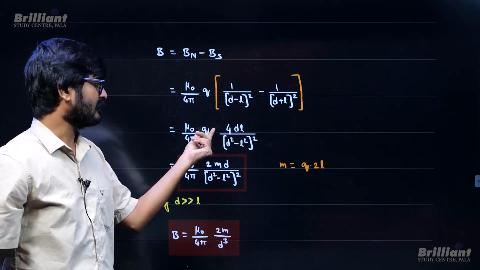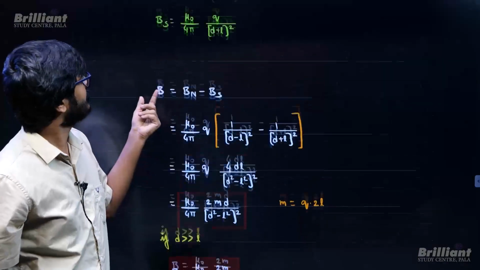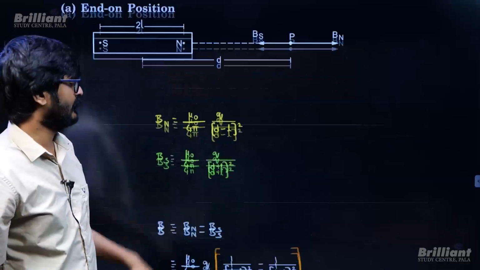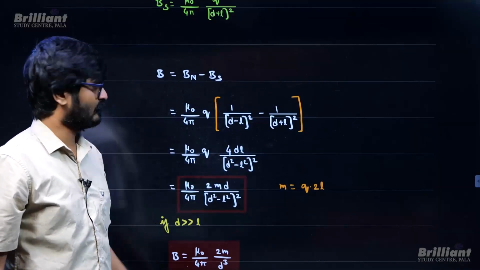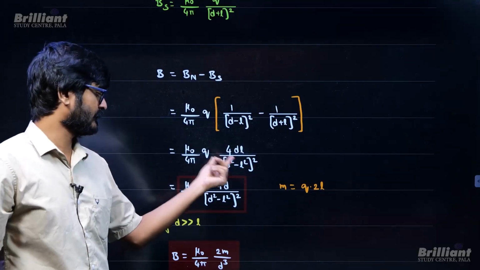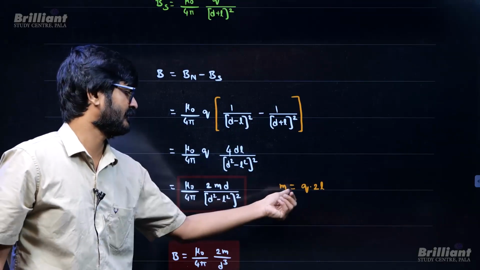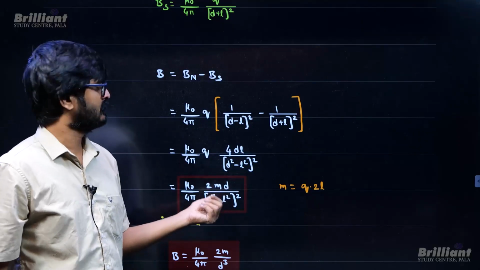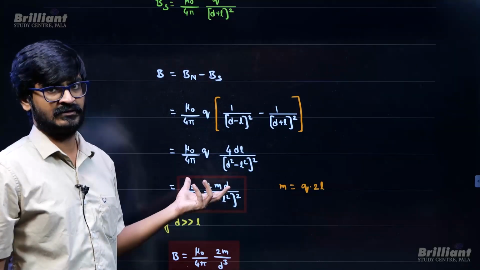Now, q into 2L. 2L is the length. So, q into 2L is magnetic moment. When you replace q into 2L with magnetic moment, you will be getting this form. So, that is when the distances are comparable.